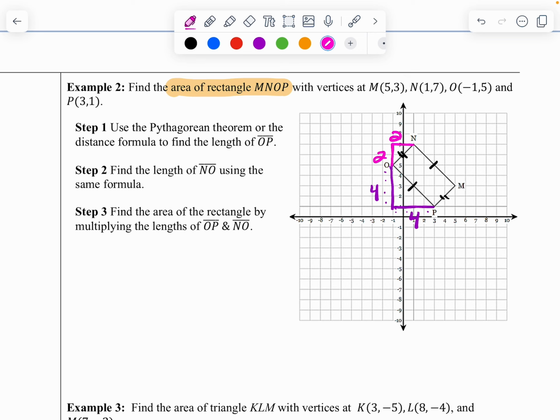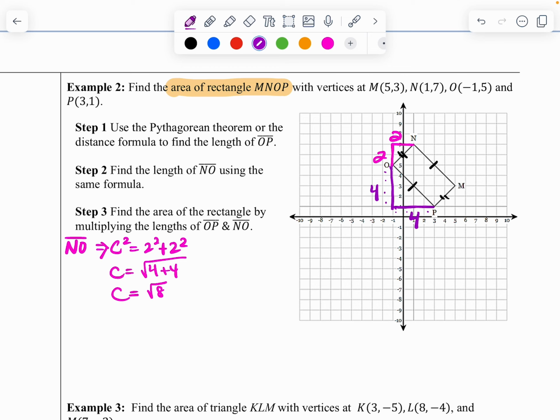So to find NO, that will be C squared equals 2 squared plus 2 squared. So C is the square root of 4 plus 4. C is the square root of 8, which I'm going to leave that way because when I go to clean it all up and multiply, that'll give me the cleanest answer.